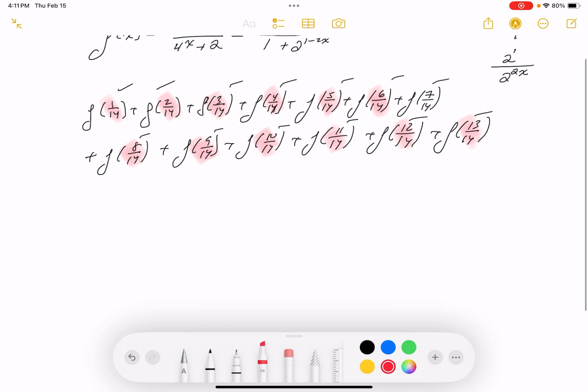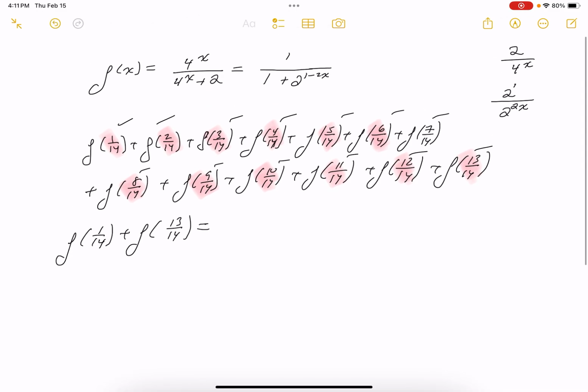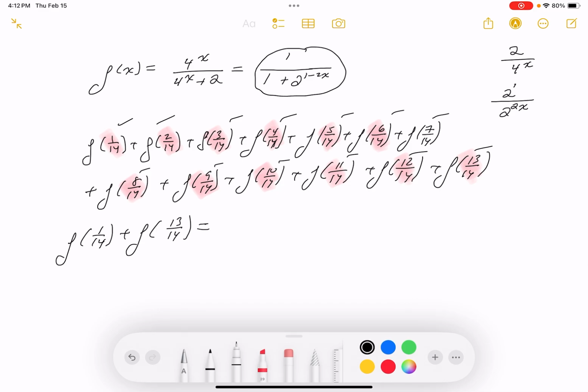All right, so what I want to do is look at a pair. This is the pair we're going to look at: f of 1/14th plus f of 13/14. And how am I going to do that? I'm going to plug it into this thing over here. It's really not that bad. It's 1 plus, and I'm doing the 1/14th, so you would get 1 minus, well, 2 times 1/14th is 1/7, right? So what do you get there? You get 6/7.